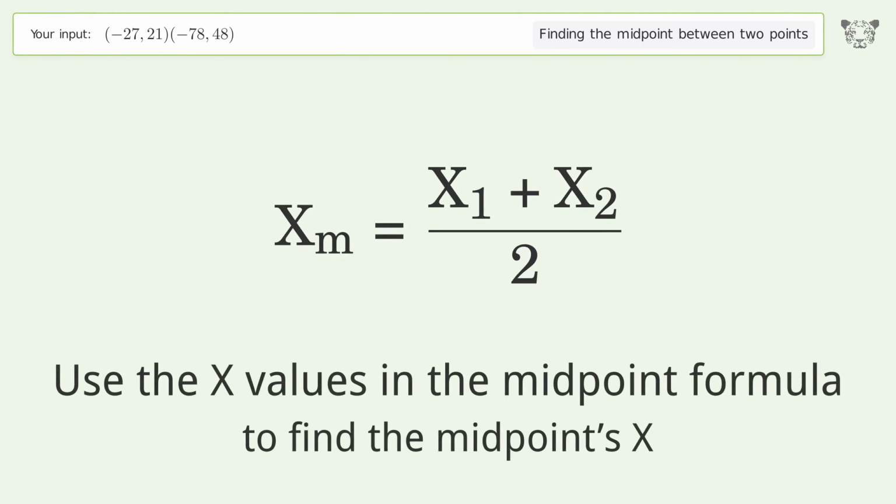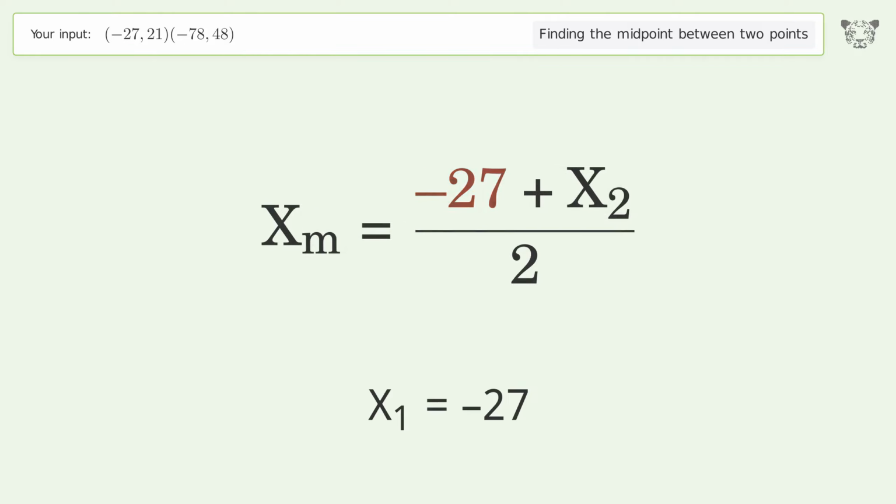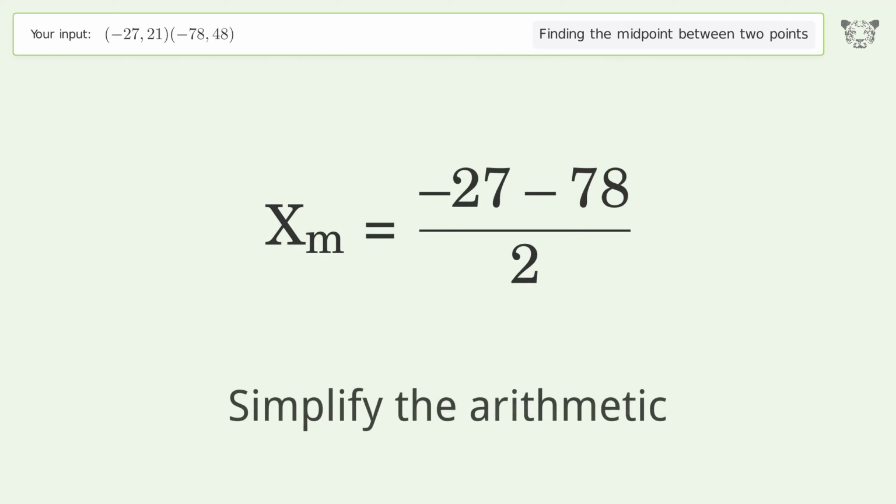Use the x values in the midpoint formula to find the midpoint's x. x1 equals negative 27. x2 equals negative 78. Simplify the arithmetic.